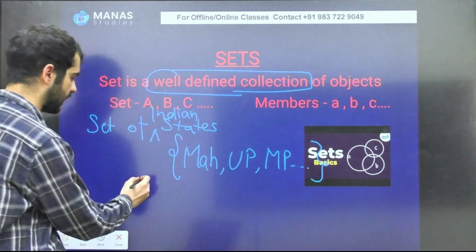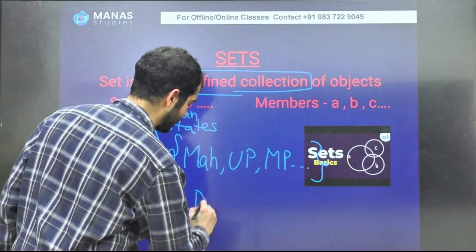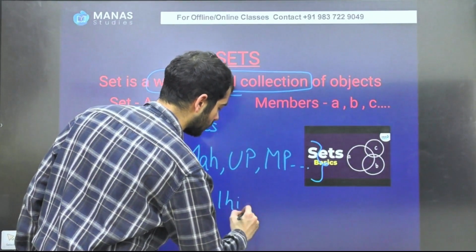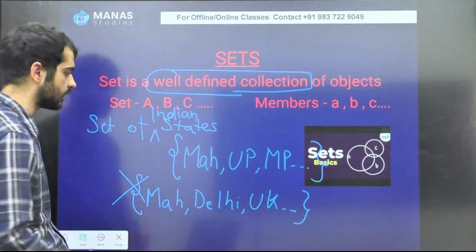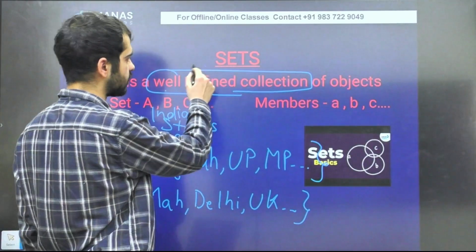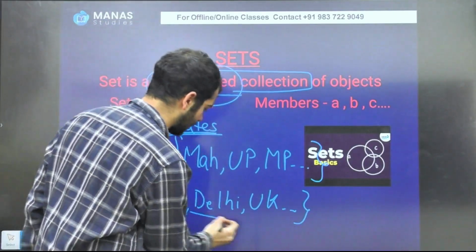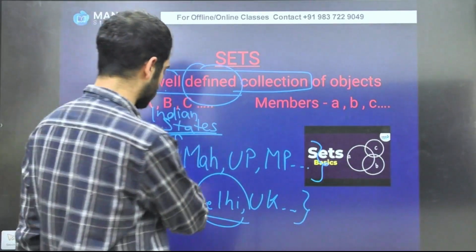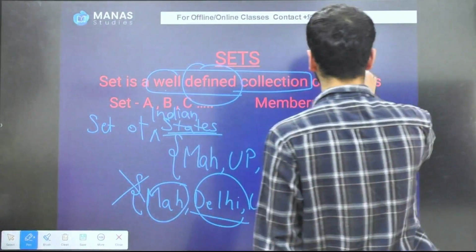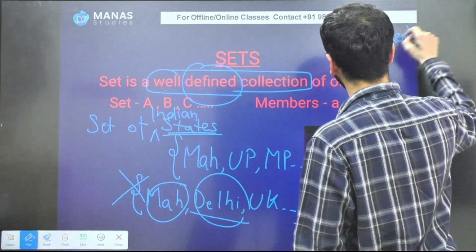But if I create a set of the following: Maharashtra, Delhi, Uttarakhand, now this will be incorrect. The reason being, the definition of the set comprises states, and in this collection Delhi is not a state, therefore making this an incorrect set. Now each element in this is an object of a set, or it can also be known as a member of a set.